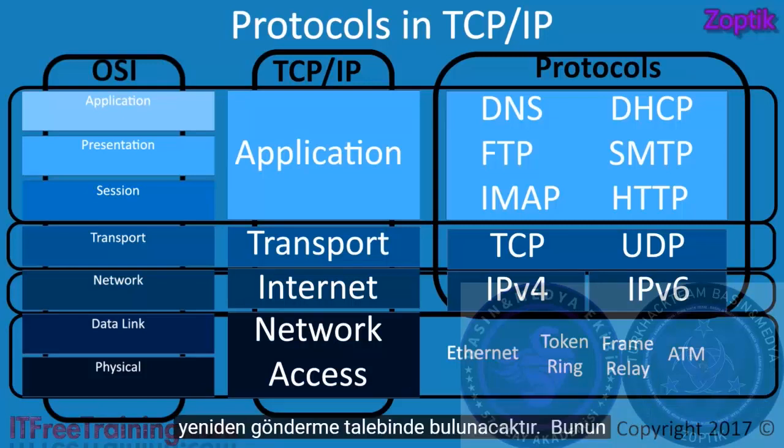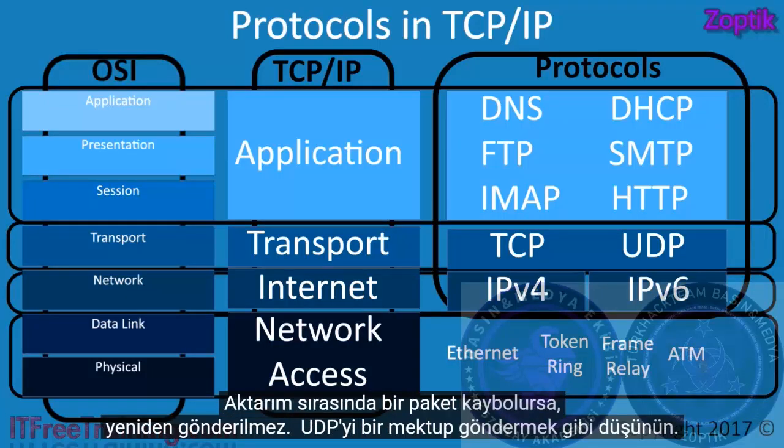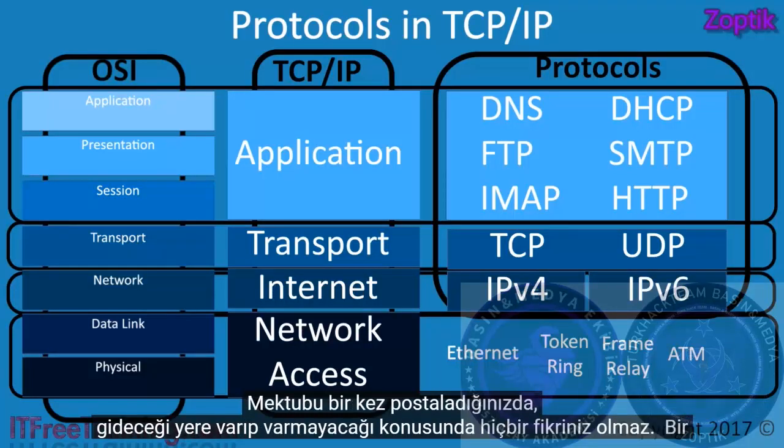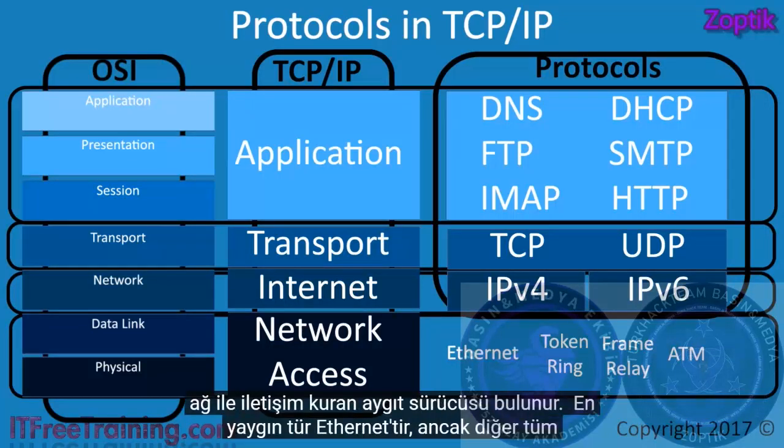request a resend. In contrast, UDP, which stands for User Datagram Protocol, is unreliable transmission. If a packet goes missing in transit, it is not resent. Think of UDP like mailing a letter. Once you mail the letter, you have no idea if it will arrive at its destination. The next layer determines if IP4 or IP6 is used. At the bottom is the device driver, which communicates with the network.